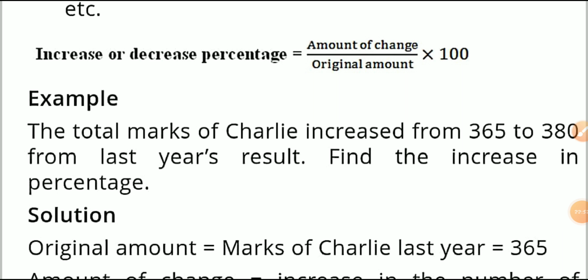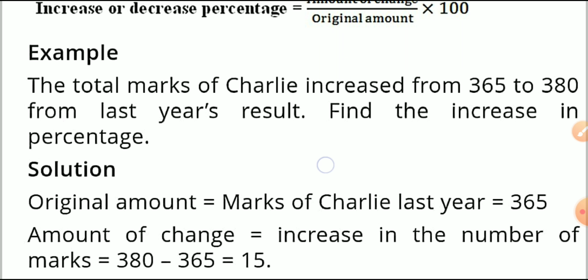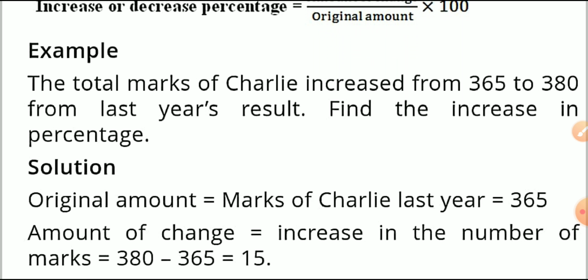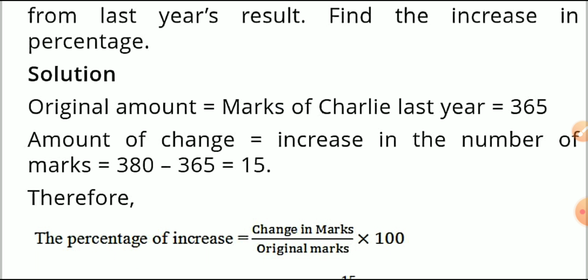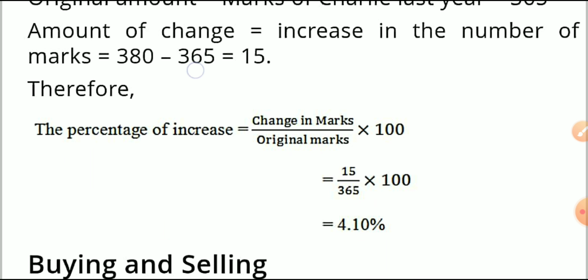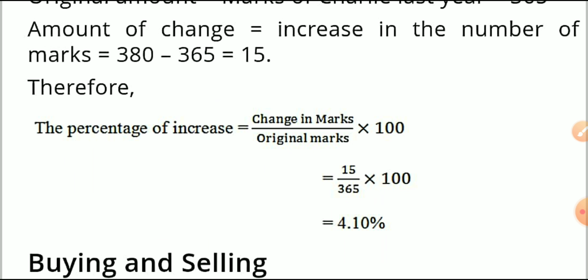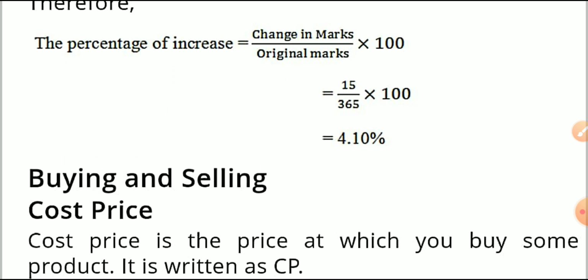The total marks of Charlie increased from 365 to 380. Firstly, Charlie's marks were 365, now it is increased to 380, last year's exam results. Find the increase in percentage. So what is the original amount? Original amount means Charlie's marks last year, 365. Amount of change, how will you calculate? 380 minus 365 is equal to 15. So the percentage is what? 15 upon 365 multiplied by 100. After calculating it, you will get 4.10%.